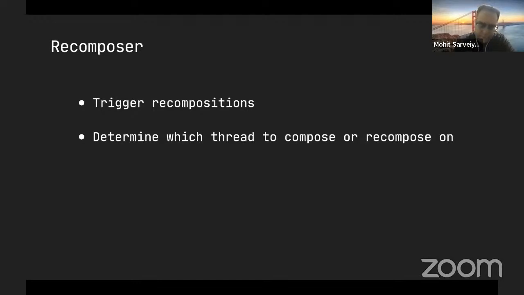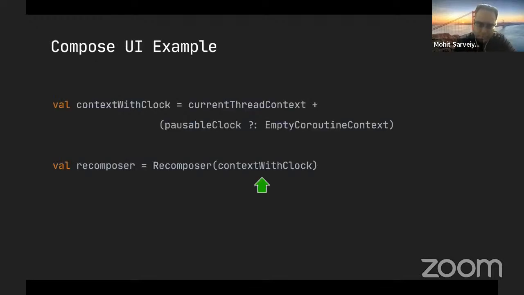So what is a recomposer? What it does is that it triggers recomposition, and you're giving it some context. So internally it creates a coroutine and it determines which thread to compose or recompose on. So for example, in the compose UI example, which is actually a library, right, that hooks into the bare core, the core compose runtime, the Kotlin compiler plugin. And it basically follows the same method.